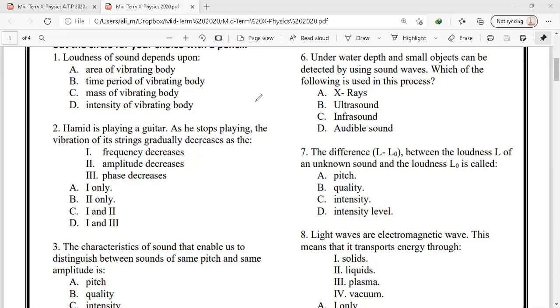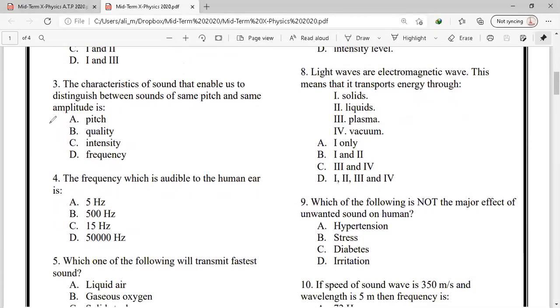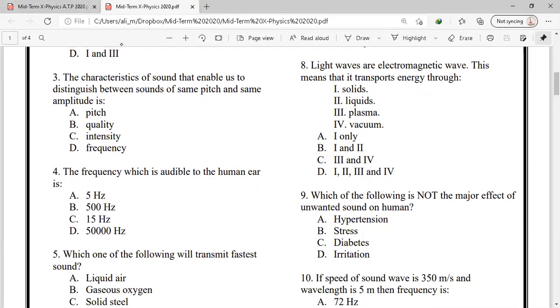So let's move to other questions, that are question number 3, 4, 8, and 9. So in question number 3, the characteristic of sound that distinguishes between two sounds of the same pitch and the same amplitude. So we have studied different characteristics of sound. Among those characteristics, the one that can differentiate between two sounds of the same pitch and same loudness is known as quality of the sound.